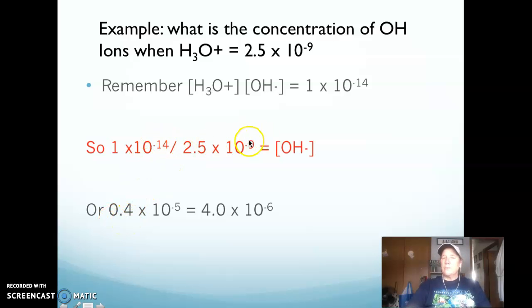And then you subtract your exponents. 14 minus 9 is minus 5. I can't leave it this way, because this is not proper scientific notation. So I move it over 1, and I get 4. Because I made this number bigger, I make this number smaller. It becomes negative 6. So 4.0 times 10 to the negative 6 is the concentration of the OH. And if you multiplied these two together, you would get this. So anytime you know one, you can always find the other by taking this and dividing.